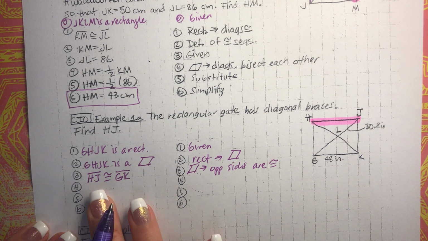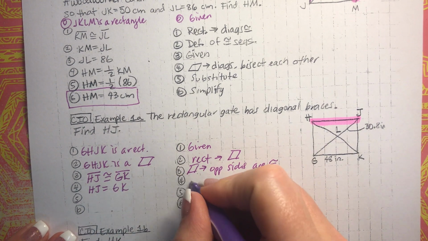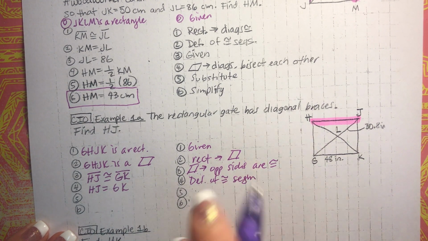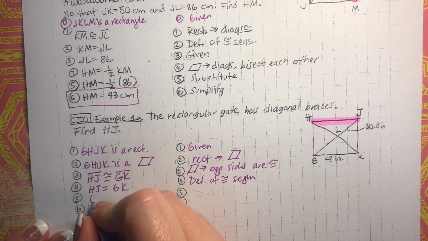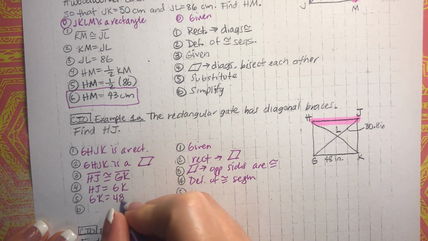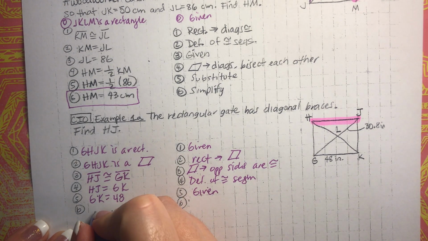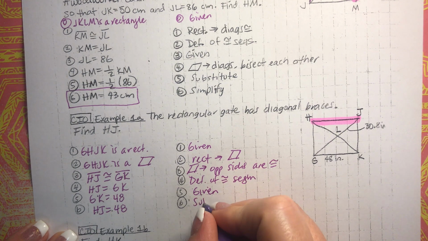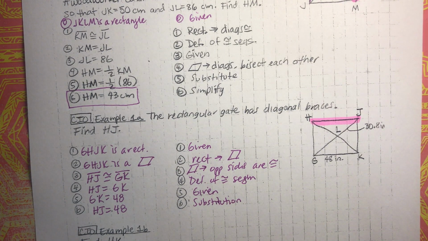Okay, then we just need to change the format, right? This is just definition of congruent segments. And then, okay, we have to state that given information. GK equals 48, and that's just given. And then boom, we just substitute it in, and HJ equals 48. Substitution. And there we have it, all right?